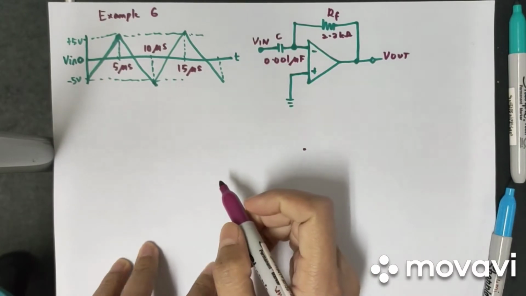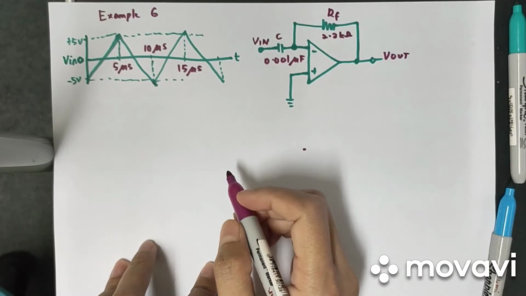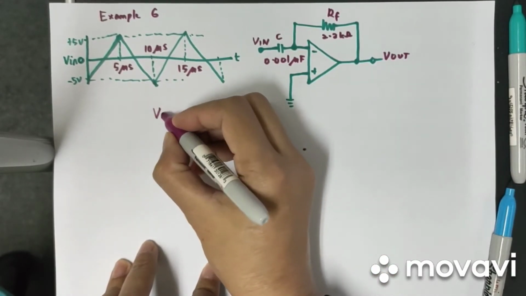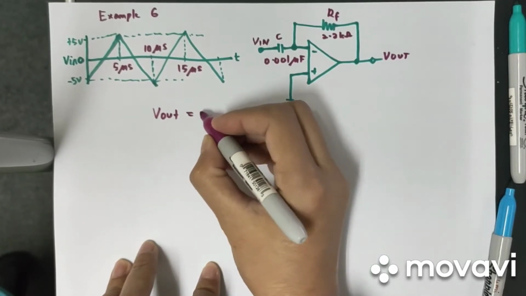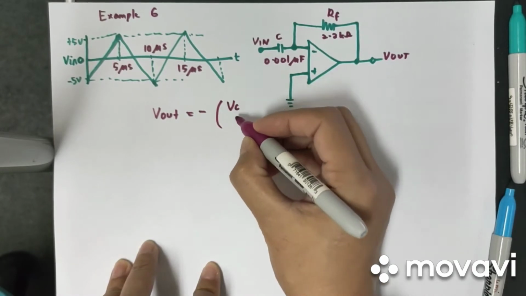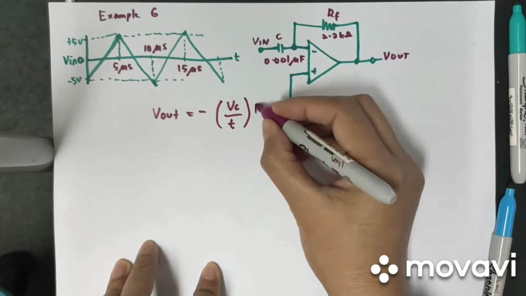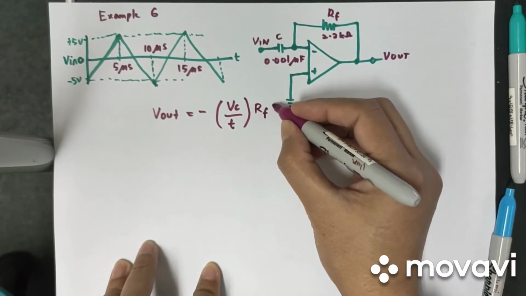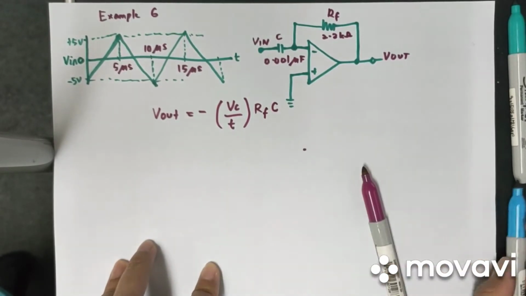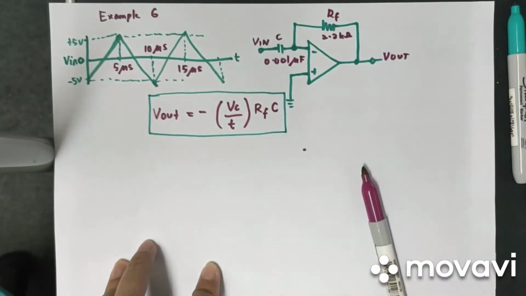Okay, we know the formula for differentiator. The op-amp differentiator is V out equals to negative VC over T times R feedback times C. So this is the formula for op-amp differentiator.